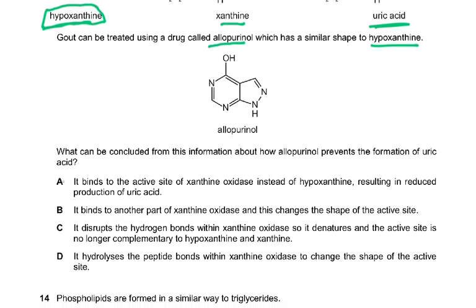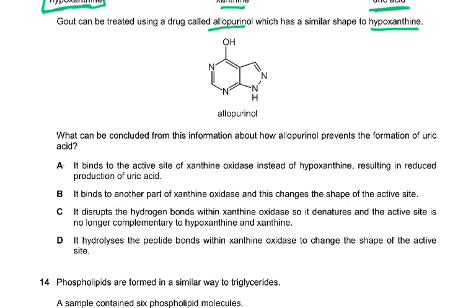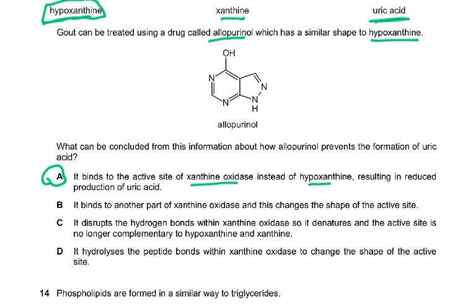What can be concluded from this information about how allopurinol prevents the formation of uric acid? It binds to the active site of xanthine oxidase instead of hypoxanthine, resulting in reduced production. Yes, that's the answer. Now, why is B wrong? It binds to another part of xanthine oxidase. This changes the shape of the active site, but the shape of it is the same as hypoxanthine. You can see it's the same as hypoxanthine. So this is wrong. Then, it disrupts the hydrogen bonds with xanthine oxidase and denatures the active site. Why would it do that? It has the same shape as hypoxanthine. It hydrolyzes the peptide bonds. Why would it hydrolyze the peptide bond? It's not an enzyme. So the answer is A.